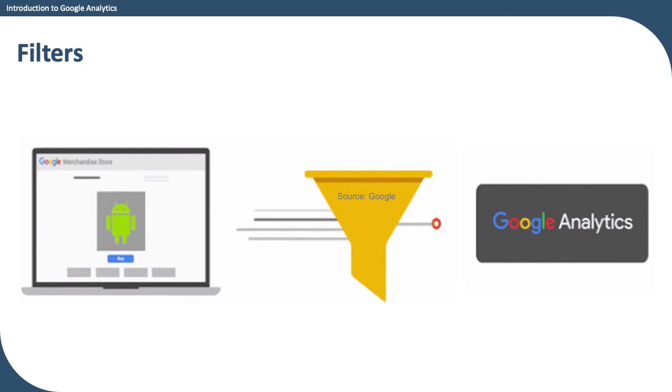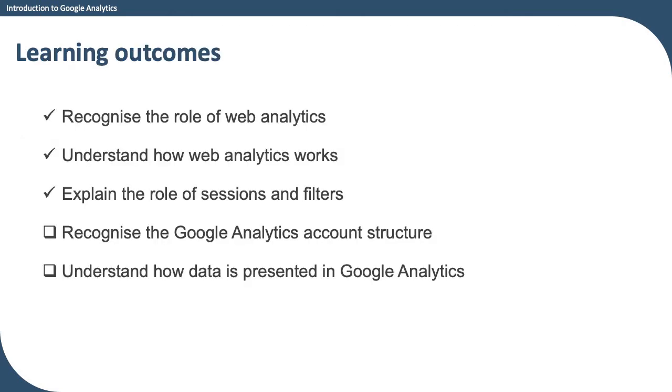However, an important point here is that once Analytics has collected and processed the data, it's stored in a database where it cannot be changed. So any data that's been filtered out will never be available. Now that you generally know how Google Analytics collects data, let's look at the Analytics account structure.